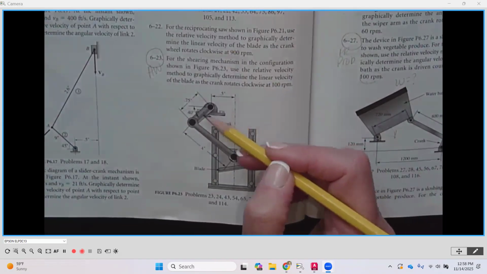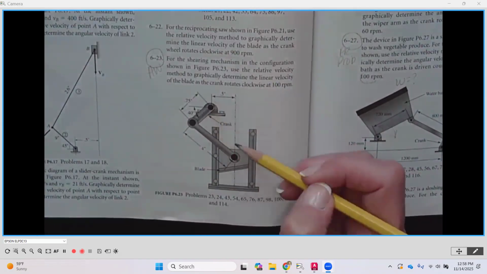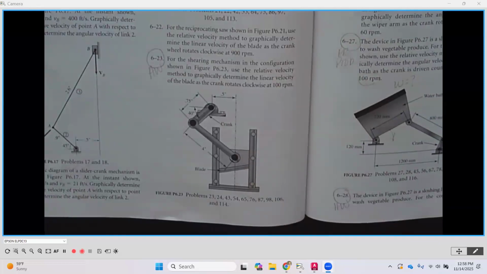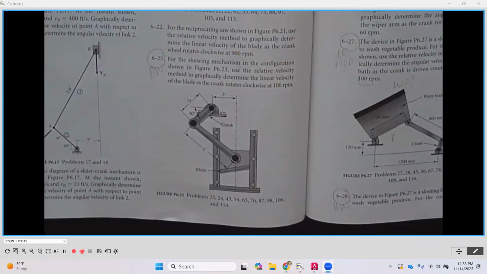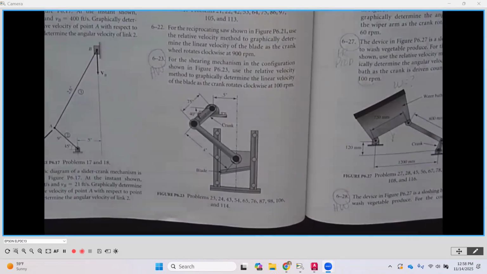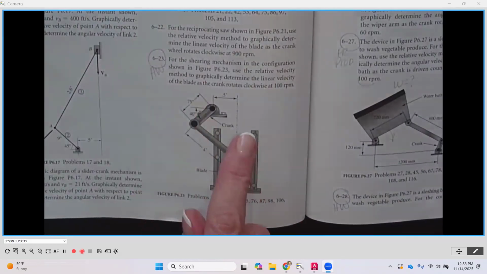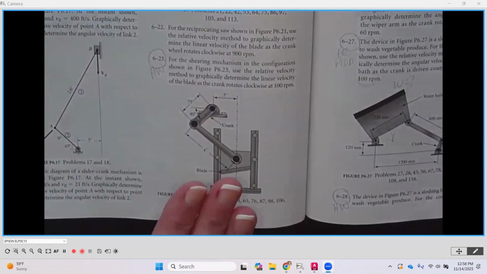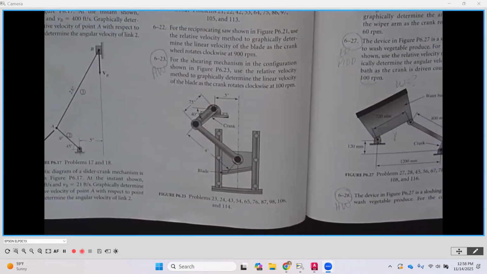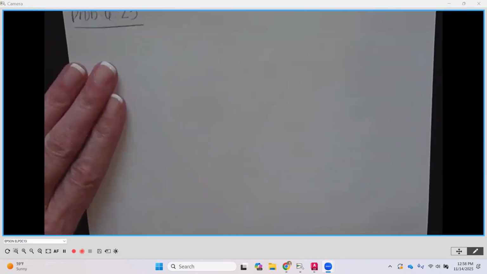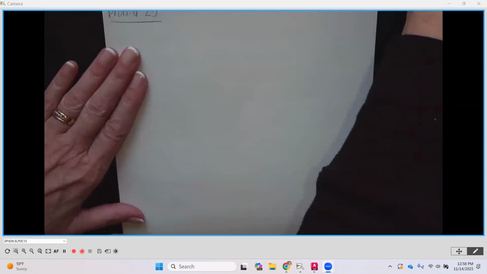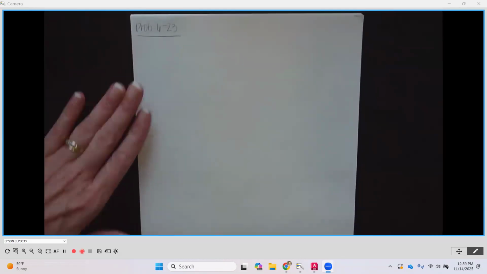Okay, so we're going to have a crank slider mechanism. As we look here, we're going to sketch out the diagram first, and then we're going to go over to AutoCAD, and we'll talk our process through and make sense of the information that we have and the process that we're going to do. So this is problem 623.